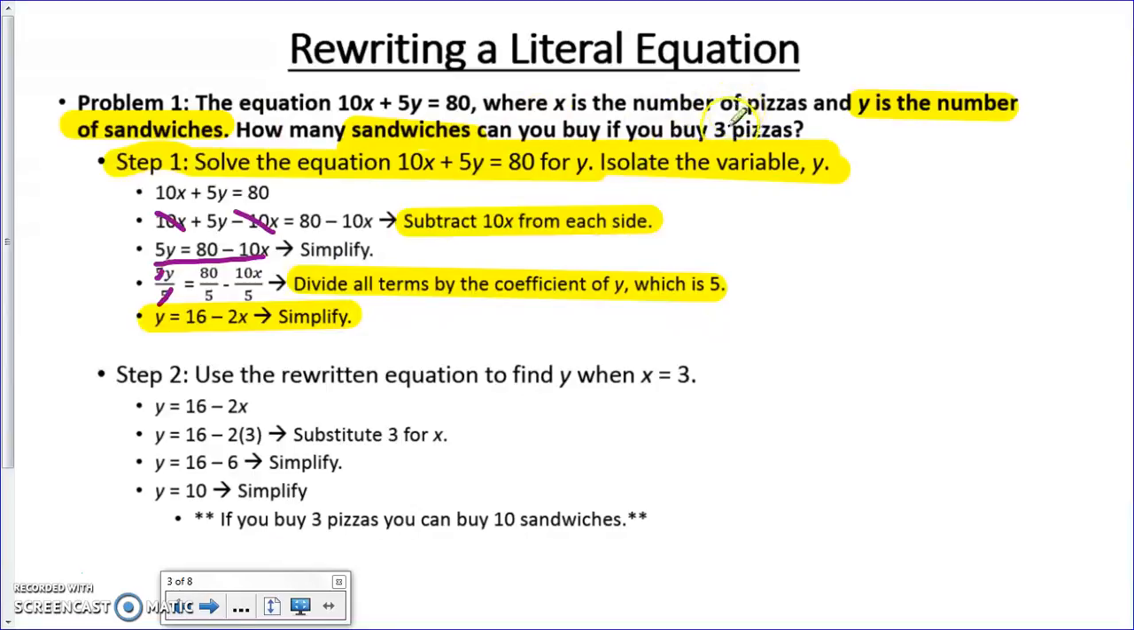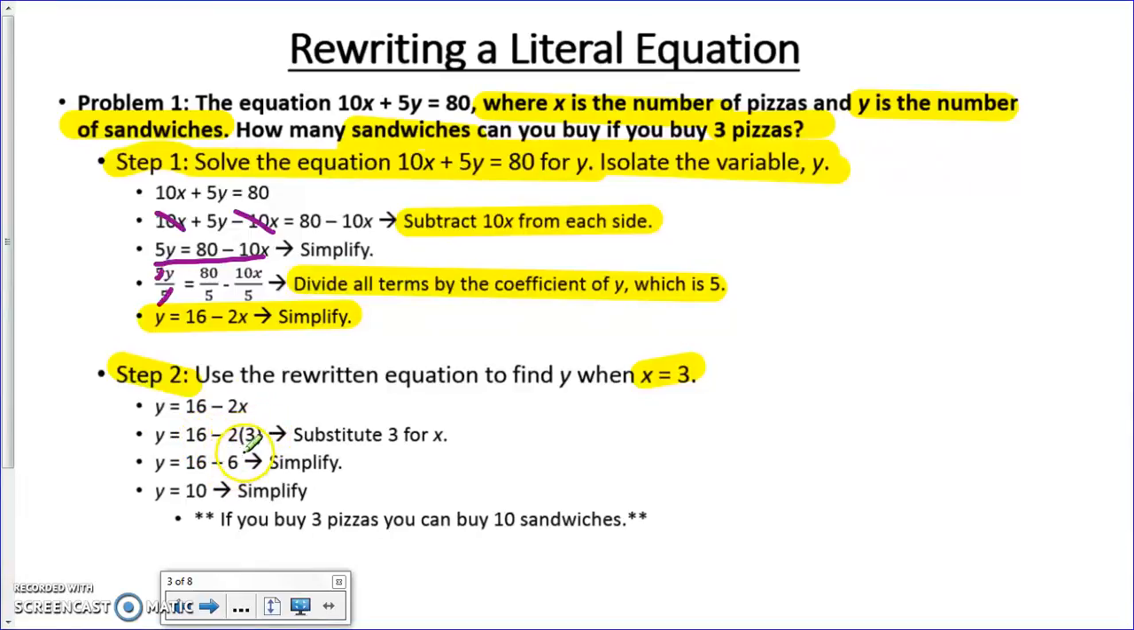Now we've isolated the variable y, but the question was, how many sandwiches can you buy if you buy 3 pizzas? Pizzas is represented by the letter x. So we know that x is equal to 3. We can use the rewritten equation to find y when x is equal to 3, just like you did in earlier lessons. So you substitute x equals 3: y equals 16 minus 2 times 3.